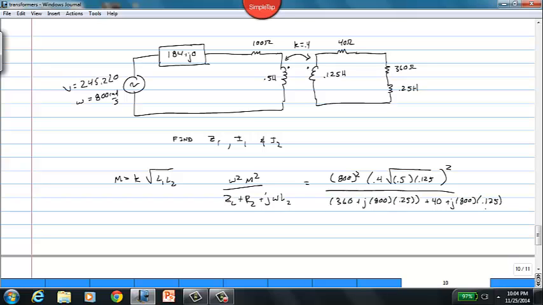And that's going to give us a value of the reflected impedance of 10.24 minus J 7.68 ohms. So the reflected impedance looks like a 10.24 ohm resistor in series with a 7.68 ohm capacitor.